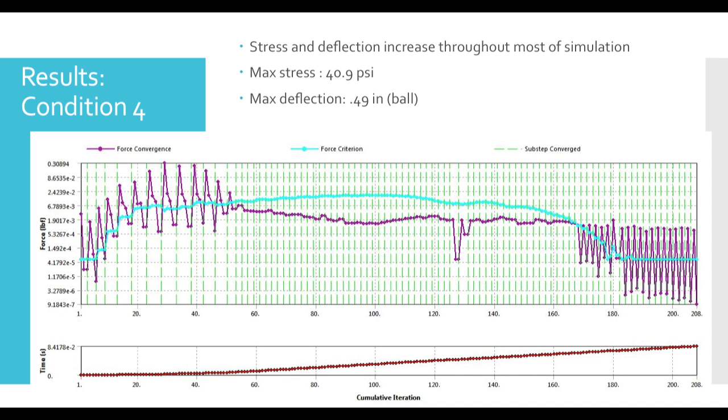Here we can see what I was just saying. The maximum stress, the highest stress we've had thus far, is 40.9 psi. That's a result of the beam being stiff. The 0.49 deflection, as noted right next to it, is a result of the ball deflecting, not the beam.